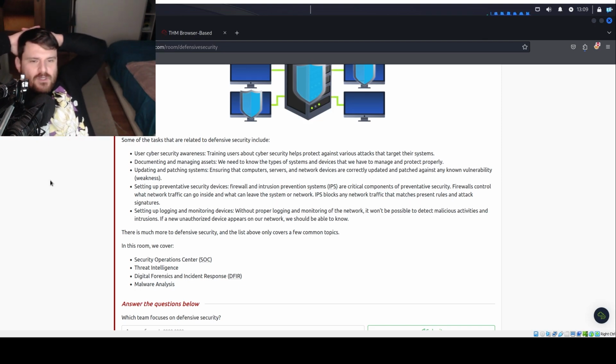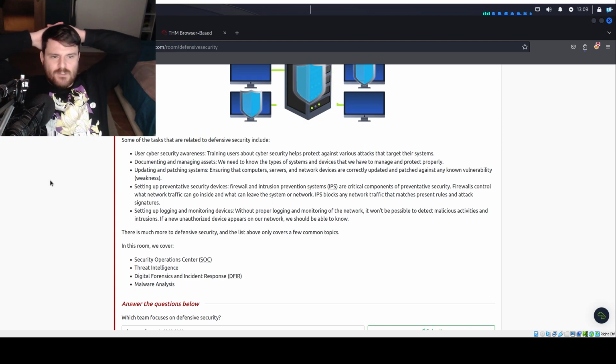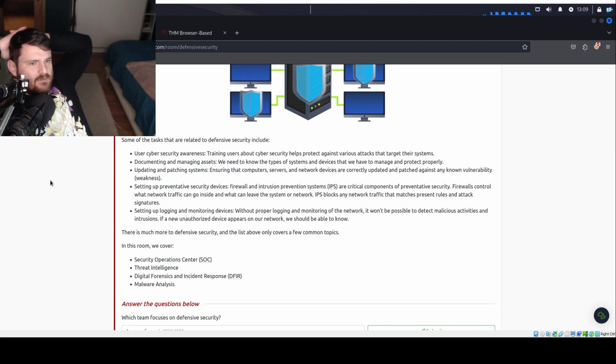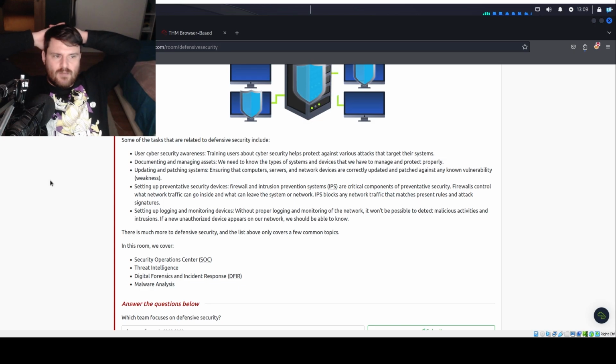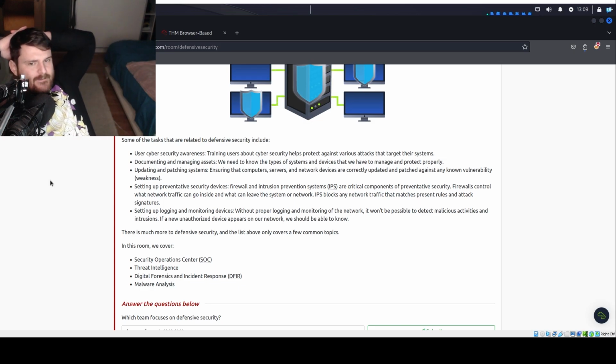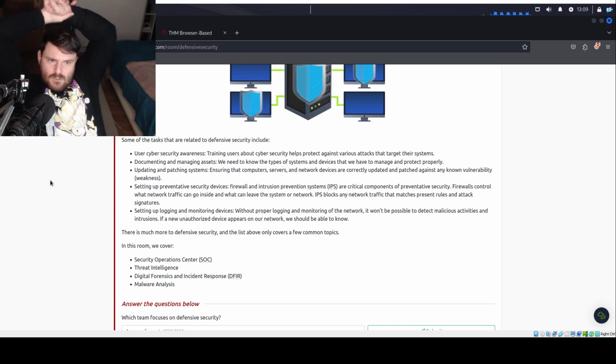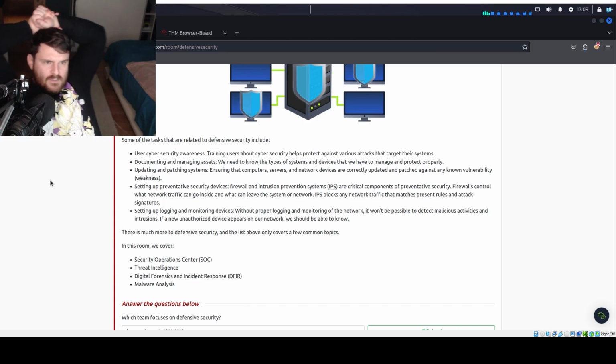Third one, documenting and managing assets. We need to know the types of systems and devices that we have to manage and protect properly. Updating and patching systems, ensuring that computer servers and network devices are correctly updated and patched against any known vulnerabilities.